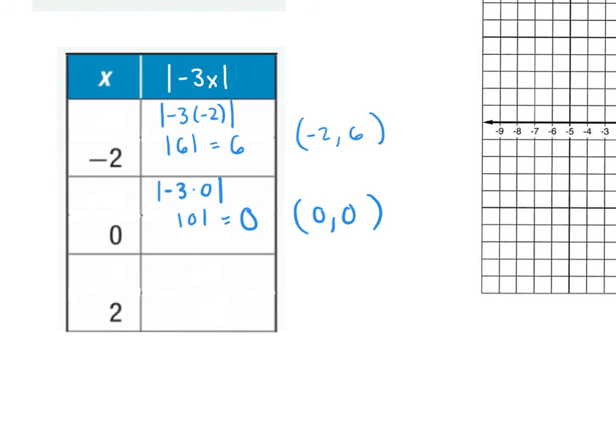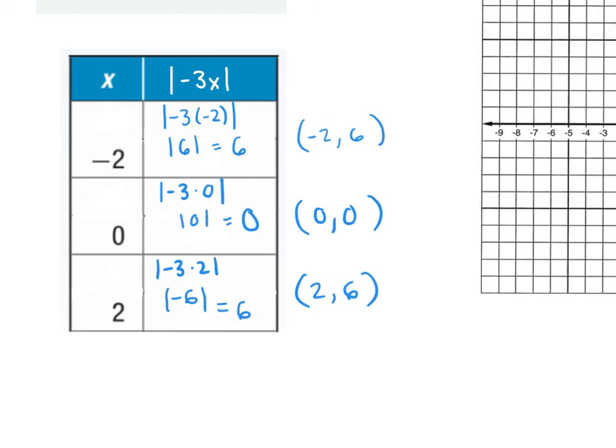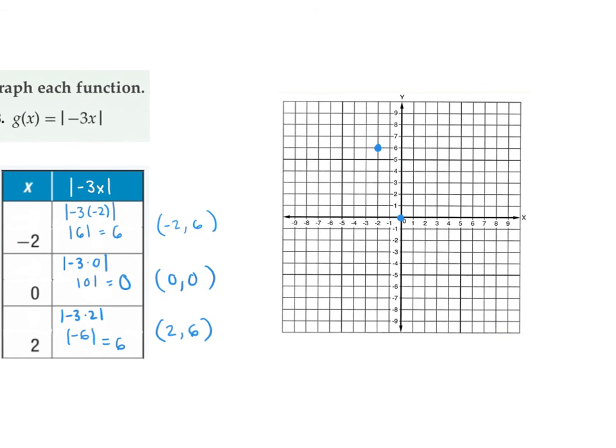Alright, and last we're going to plug in 2. So we have negative 3 times 2. What's negative 3 times 2? Negative 6. And what's the absolute value of negative 6? 6. So what's our point here? 2, 6. So we go to the right 2 and up 6. Do we have enough points to connect them with a V? Yep. So we just connect our dots in the V shape.